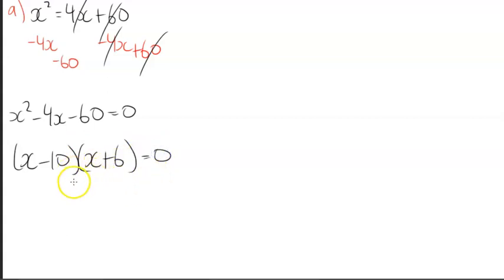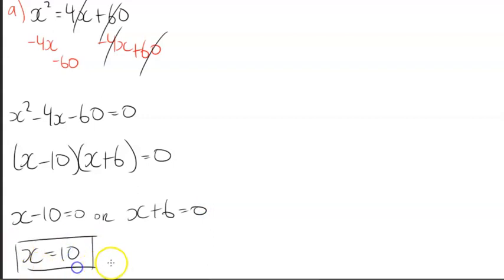And then we just apply our null factor law. We can state that x minus 10 is equal to 0, or x plus 6 is equal to 0. So in other words, x is equal to 10, or x is equal to negative 6. Those are two plausible solutions.